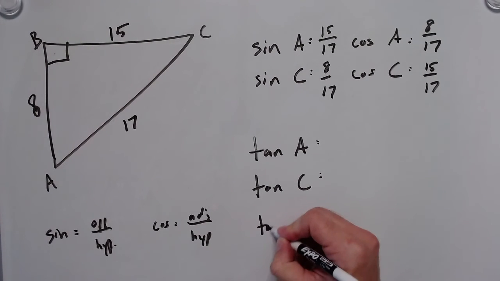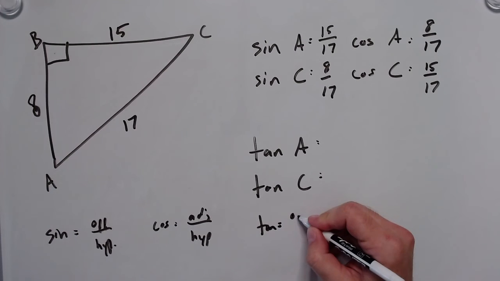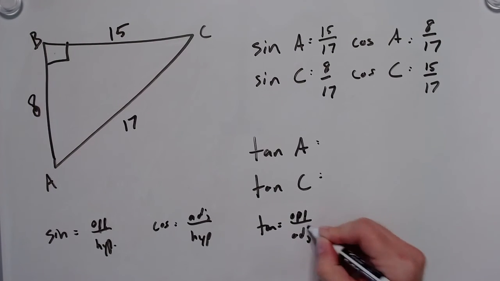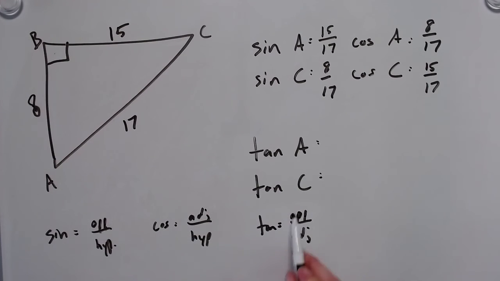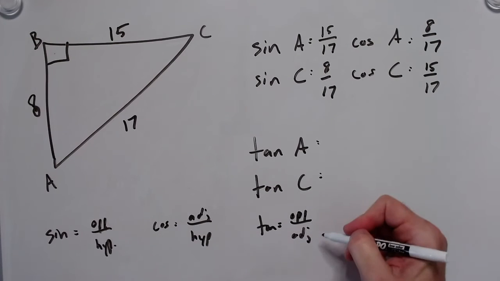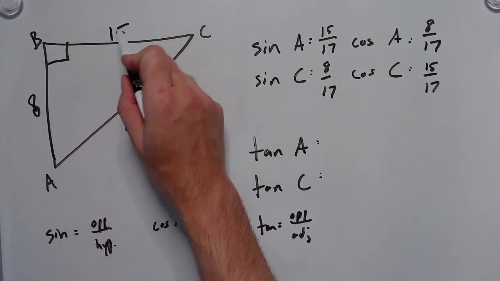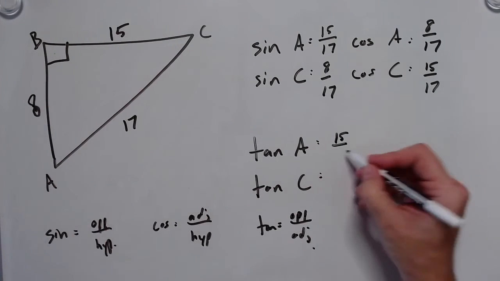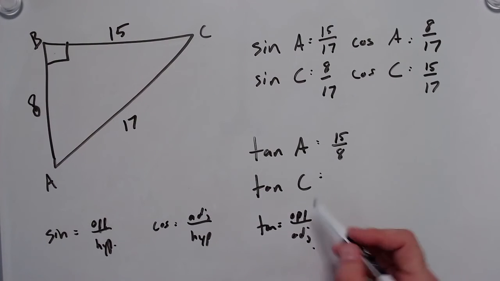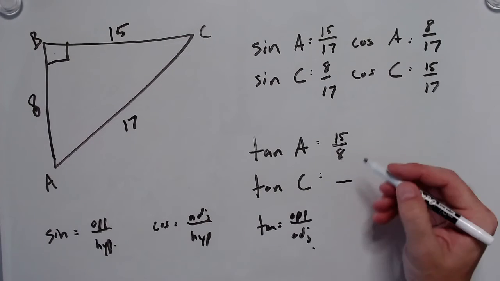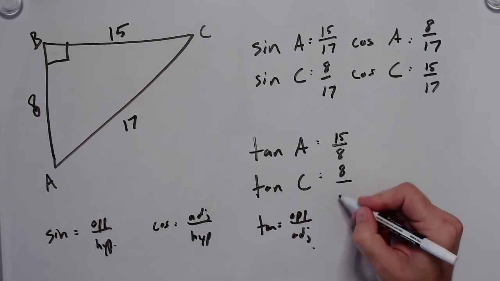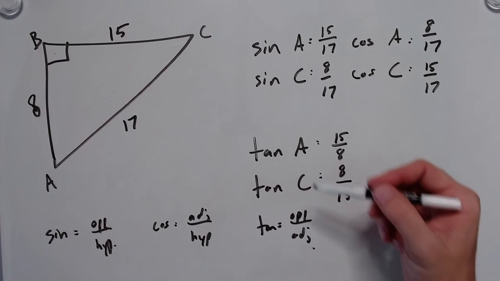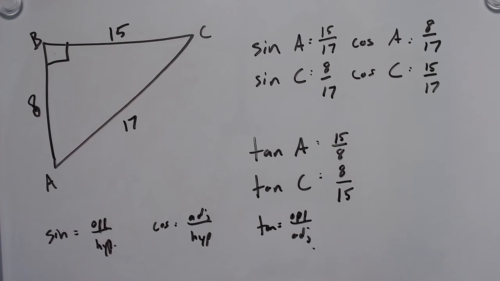And then finally, the tangent is the opposite over the adjacent. So, SOHCAHTOA, right? TOA. So tangent of A is the opposite, which is 15, over the adjacent, which is 8. And the tangent of C, again, the opposite is 8, and the adjacent is 15. So you can see when you take the tangent of the two angles, they end up being the reciprocals of each other. Let's clean this off and do another example.